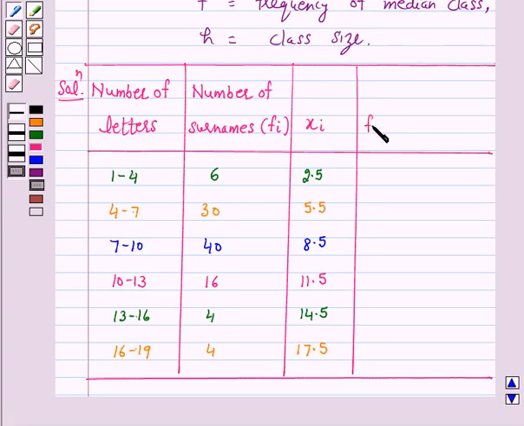Now, we will make a column for fixi. That is, we will multiply each xi with the corresponding frequency fi. Now 6 into 2.5 is 15. And 30 into 5.5 is 165. 40 into 8.5 is 340.